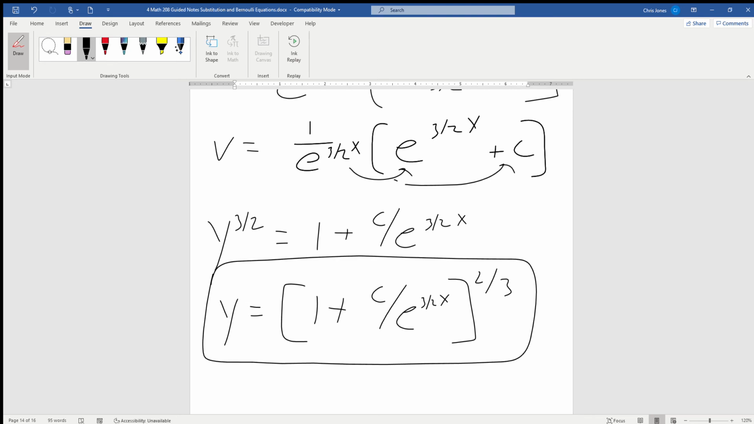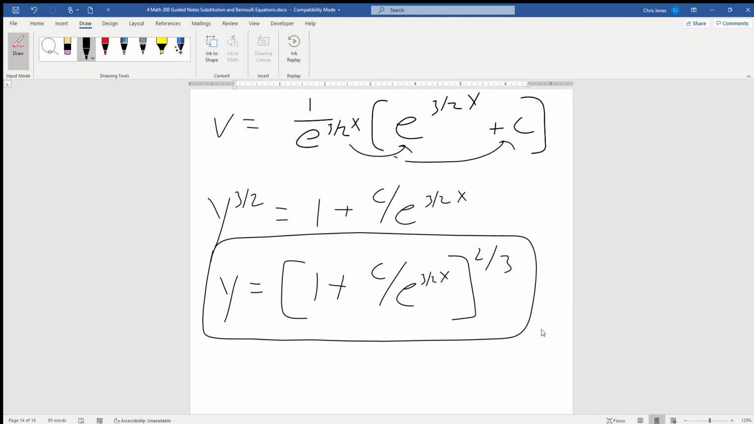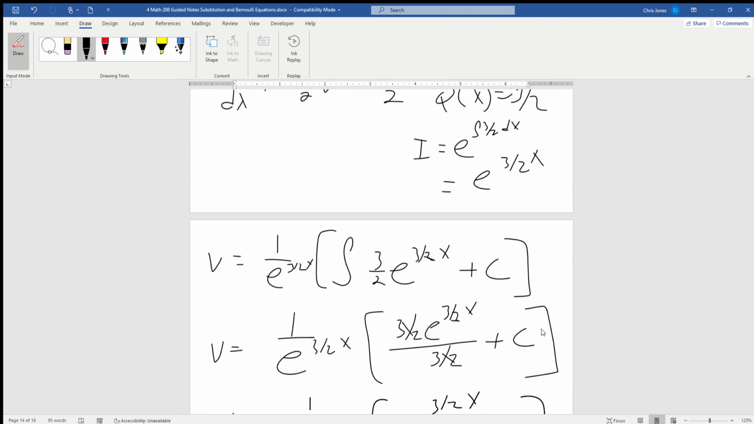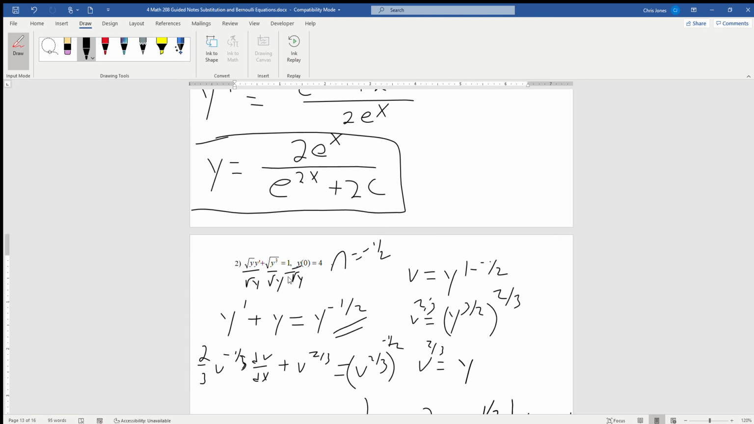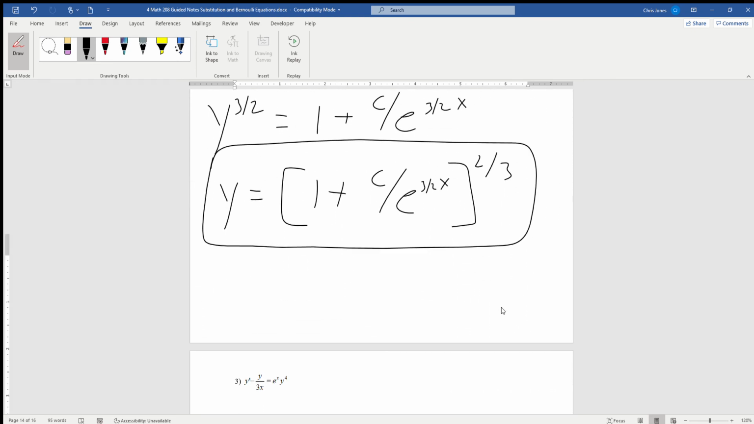All right, so we've seen a couple examples of being able to work with these Bernoulli equations. Oh, by the way, this one was an initial value problem. I forgot about that. So let me go ahead and finish this off. y at 0 is 4. So we're going to have to solve for c. So 4 is going to be equal to 1 plus c over e to the 3 halves times 0.